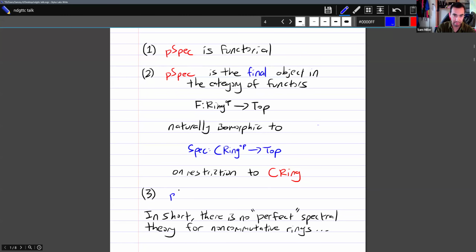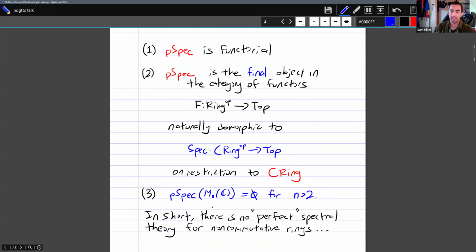And 3, Spec, just the matrix ring M_n(C), is the empty set for n greater than 2. And one would certainly hope that this thing is not empty. And in particular, because this thing is a final object in this category of functors, this tells you then that any spectral theory satisfying these conditions is also empty for this class of rings.